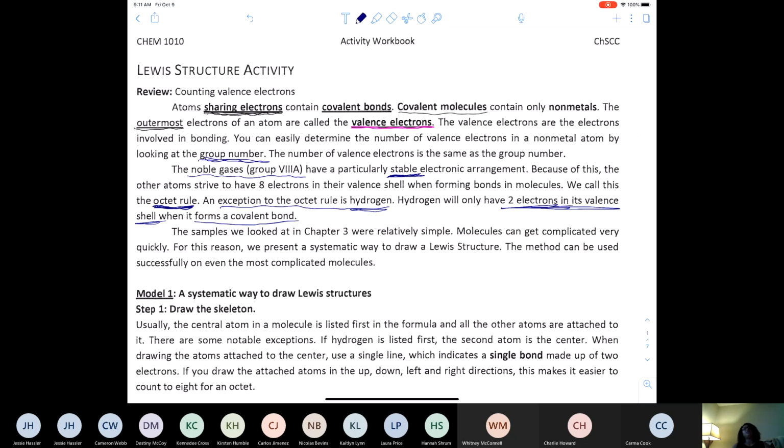There are a couple of other exceptions to the Octet Rule, and one is an alkaline earth metal, beryllium. Beryllium is happy with having just 2 valence electrons, just like hydrogen. And beryllium is happy having only 4. Beryllium has 2 valence electrons on its own because it's in group 2. And then through the sharing process and covalent bond formation, beryllium is happy having only 4 total valence electrons.